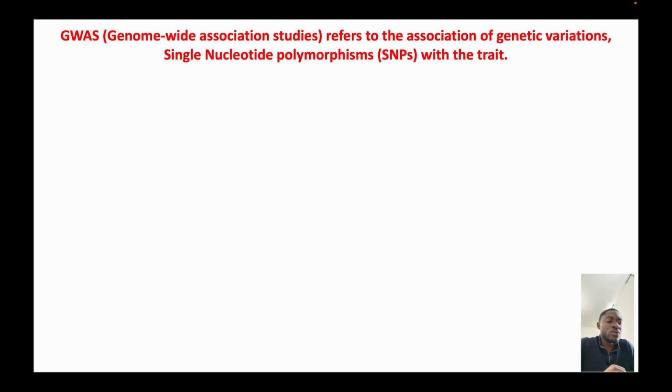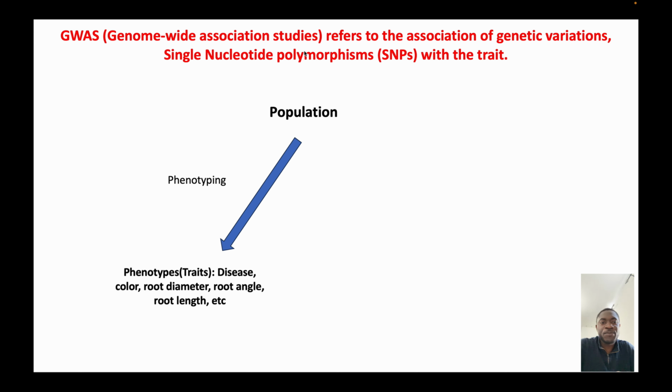To perform a GWAS, you would need a population. I am working in the plant sciences, specifically root biology. So let's say I want to understand the genes controlling root diameter, root angle, root length, etc. What I'll do is get a population of lines or genotypes or plants, and then I'll phenotype the plants for the specific trait I'm working with.